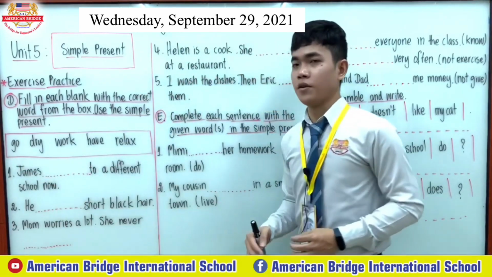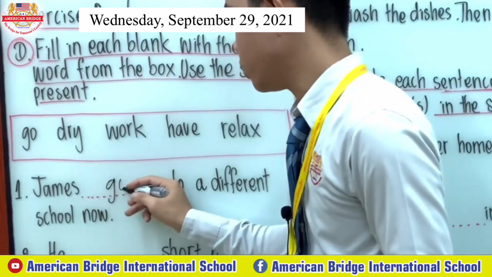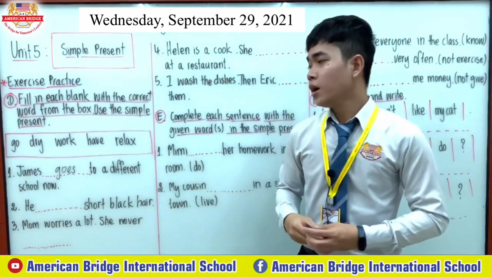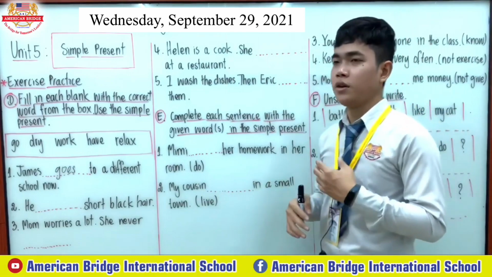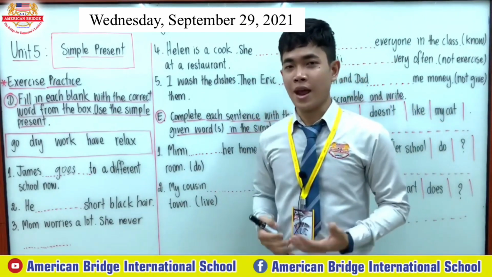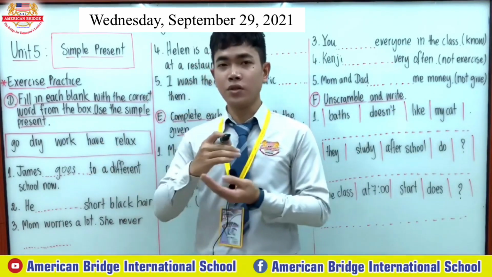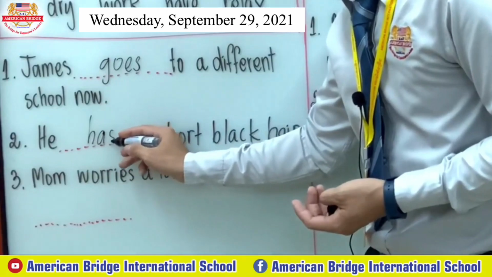Okay, so now let's start with number one: James to a different school right now. Which word, everyone, should be the correct one for sentence number one? So James goes. Yeah, the word goes, you have to add es. It is called an irregular verb. Alright everyone, now let's go to number two: he short black hair. We refer to he has the short black hair, right? So for the word have, we need to change it to the verb has, because we call this one an irregular verb, right?